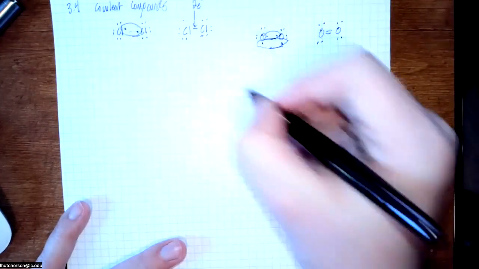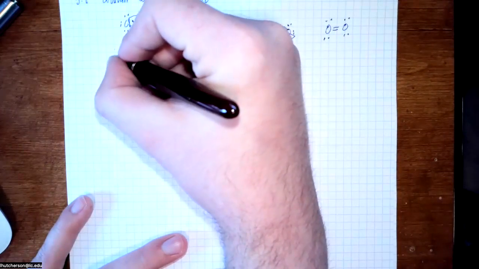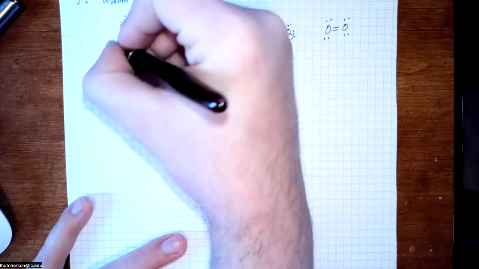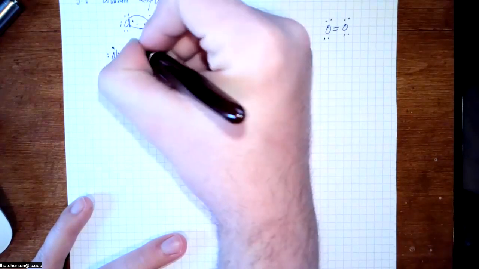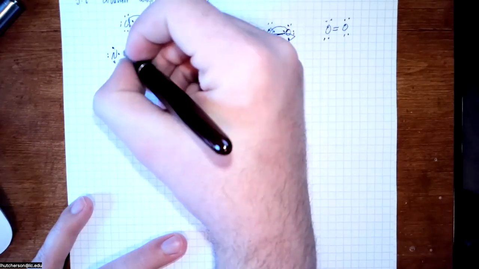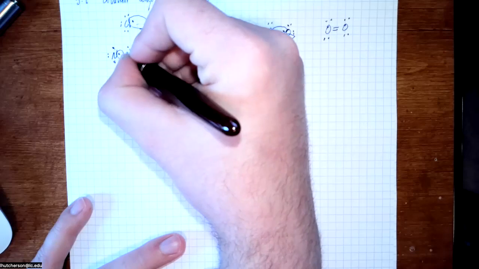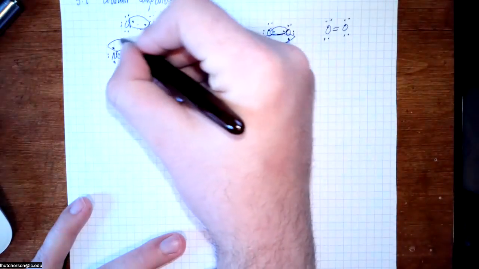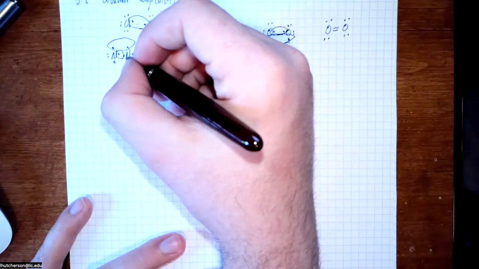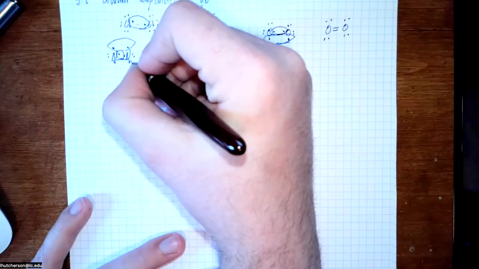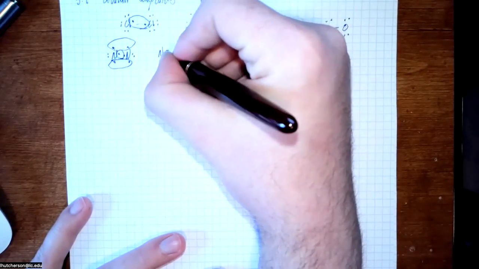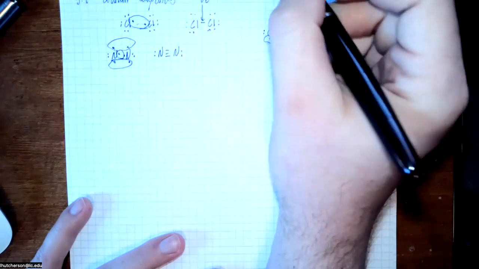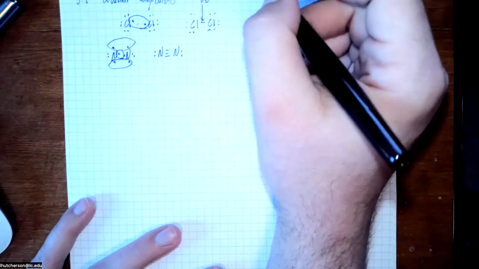Now, let's look at a couple of other examples. Let's look at nitrogen. Okay, 5 valence electrons. Share 1 set. That gets us to 6. Share 2 sets. That gets us to 7. Share 3 sets. That gets us to 8. So there is our diatomic nitrogen molecule.